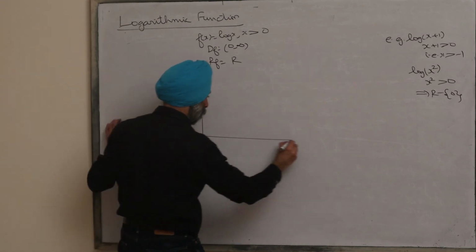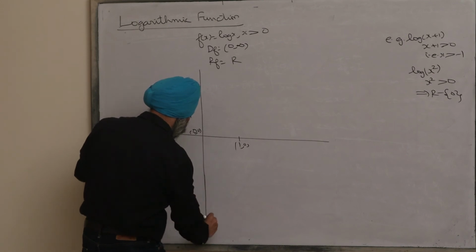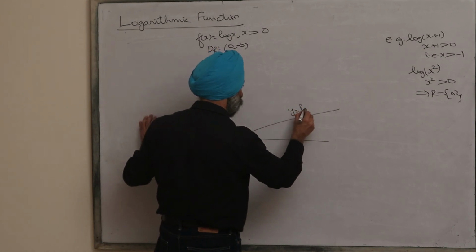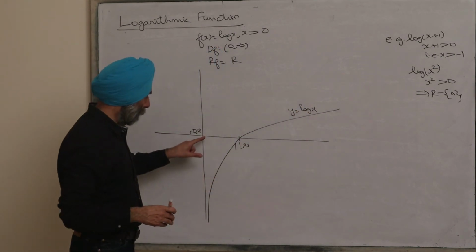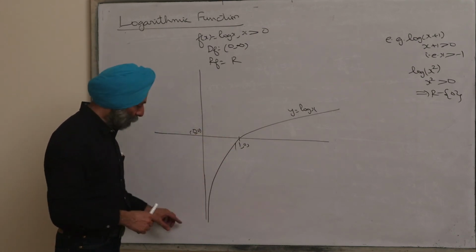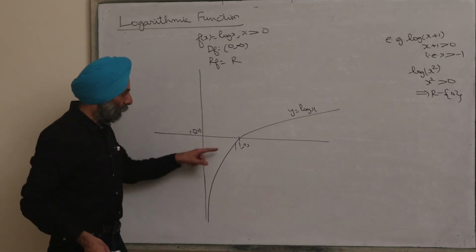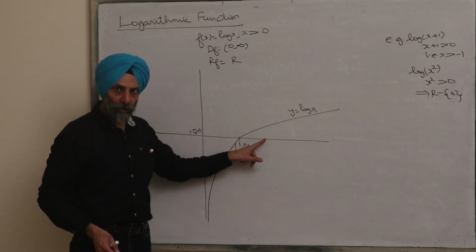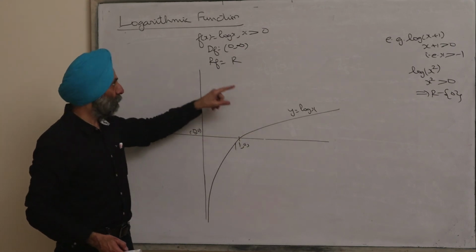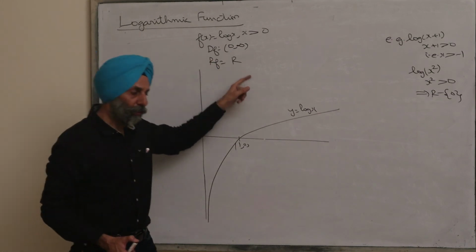So how do we plot the graph of this function? You can see here this is 0, 0. This point is 1, 0. Now, this is the graph of y is equal to log x. So when x belongs to 0 to 1, log x takes negative values. This graph is not going to intersect the y-axis, as x is always greater than 0. As x crosses 1, log x takes positive values. So that's why its graph is above the x-axis. So domain of this function is 0 to infinity, and range of this function is whole of the real line.